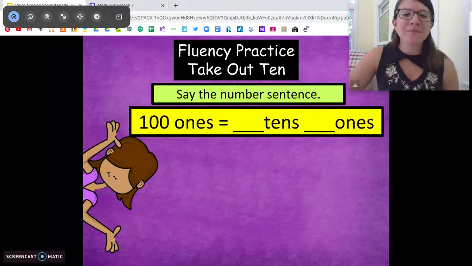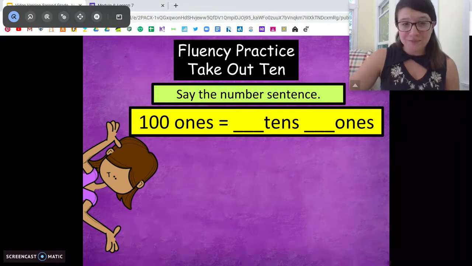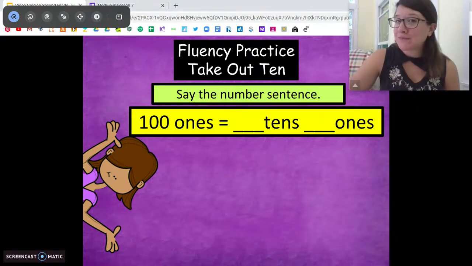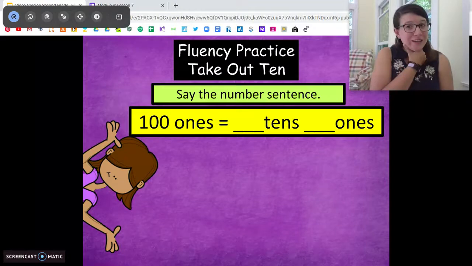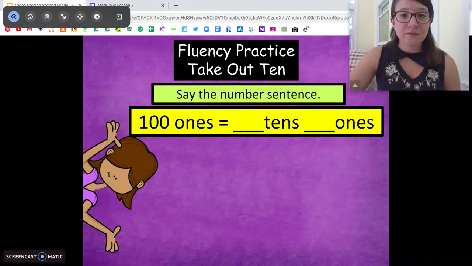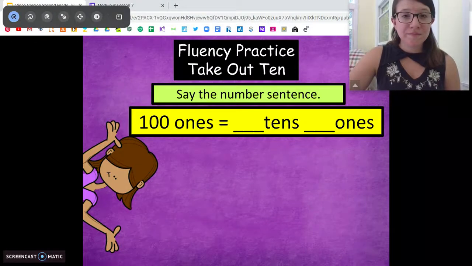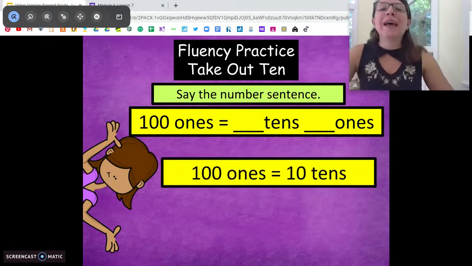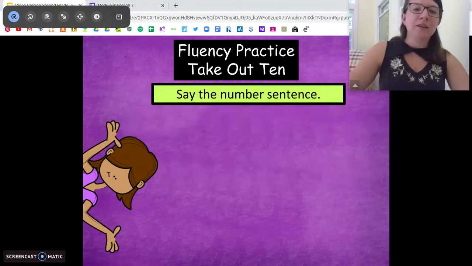Very good. Keep going. 100 1s. How many 10s, how many 1s? Remember, we're not using hundreds, just 10s. How many 10s are in 100 1s? Yeah, no tricking you. 10 10s in 100 1s.